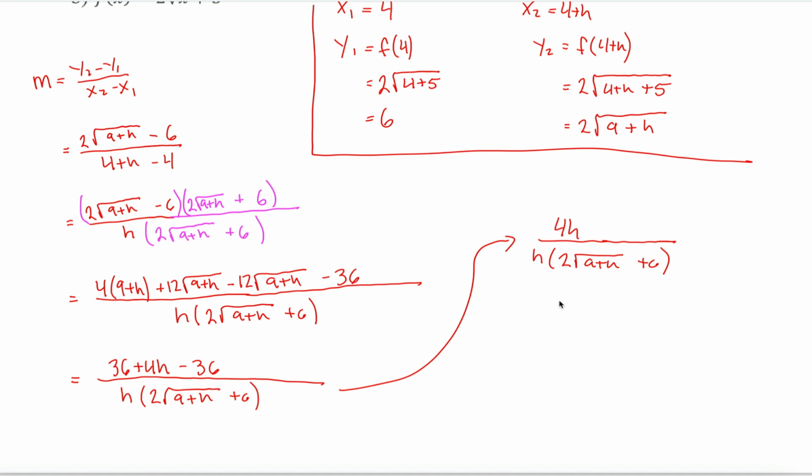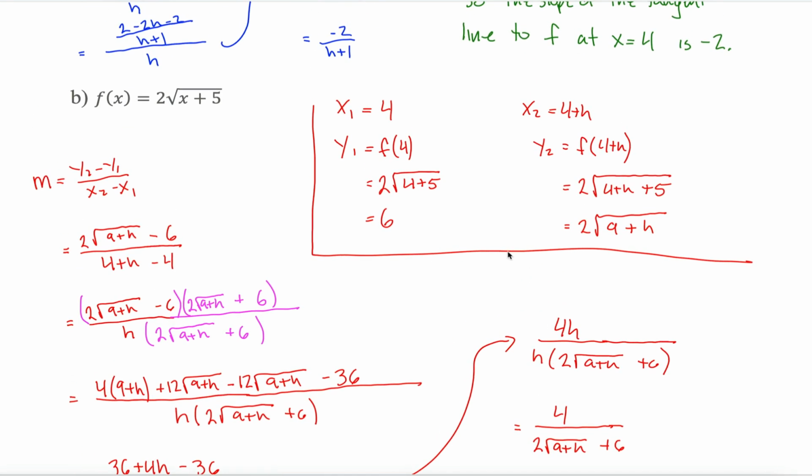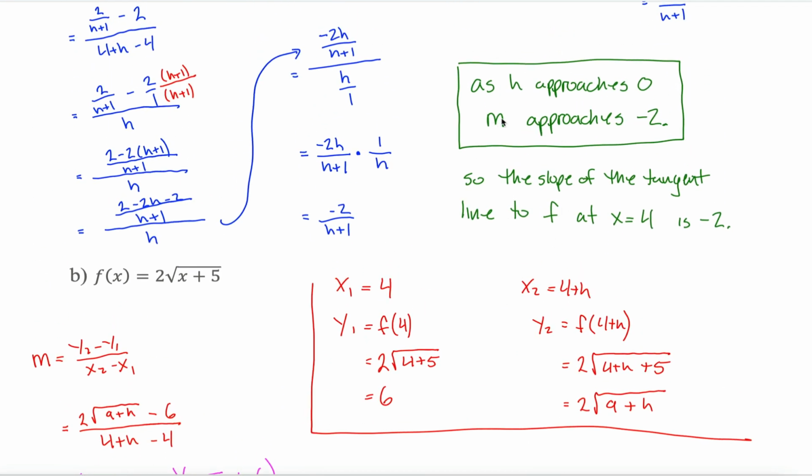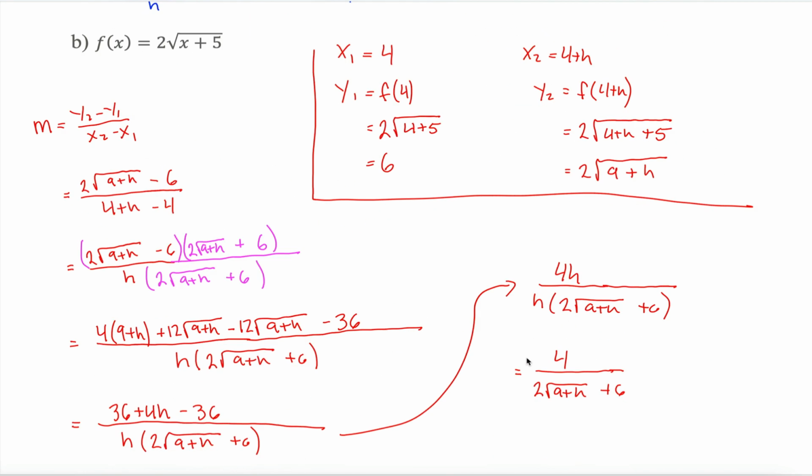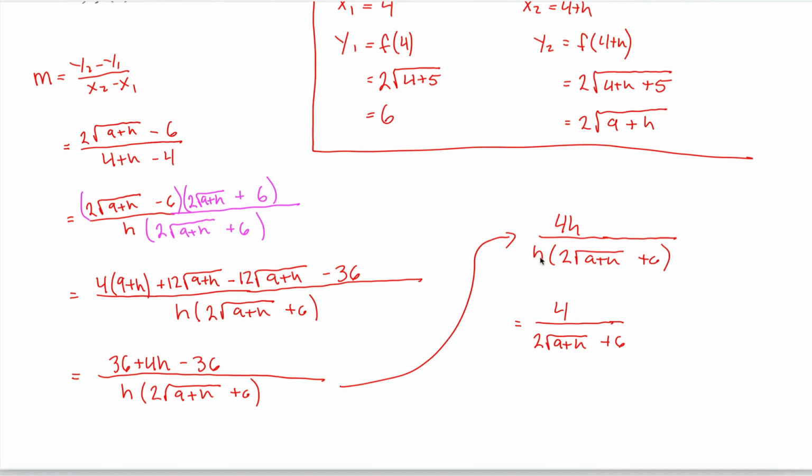An awesome thing just happened. Up in the numerator, I only have one term, and that term has an h in it. In the denominator, this h is factored out, so I can cancel this h and rewrite this expression as 4 divided by 2 times the square root of 9 plus h, plus 6. It might not seem like this line is that different from this line, but it's hugely different from this line because this h is now gone. And this h was the problematic h, because remember, our goal all along is to think about what happens to this slope as the h approaches 0. And now that this h is gone, we can do that analysis.